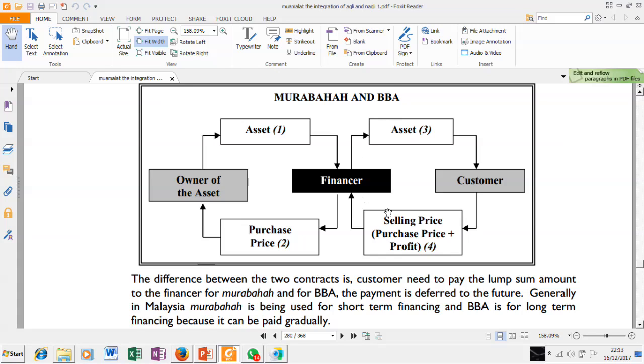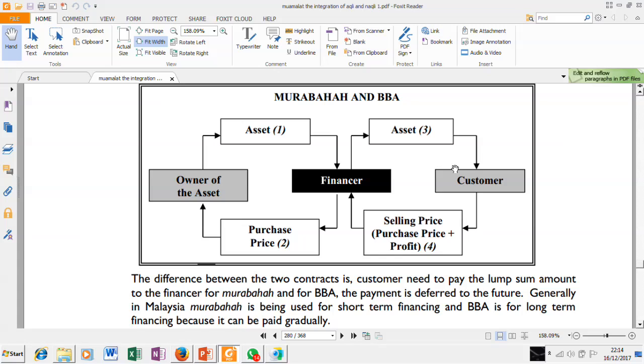BBA is actually the same as murabaha, but for BBA the customer will be paying the purchase price plus profit on an installment basis. The difference between the two contracts is that for murabaha the customer pays a lump sum to the financer, the selling price, which is the purchase price plus the profit. For BBA, the payment is deferred, for example for 20 years. So we take the selling price divided by 20 years if it is paid annually, but if it is paid monthly, then you divide that by 20 years multiplied by 12 months. Generally in Malaysia, murabaha is used for short-term financing and BBA for long-term financing because it can be paid gradually.